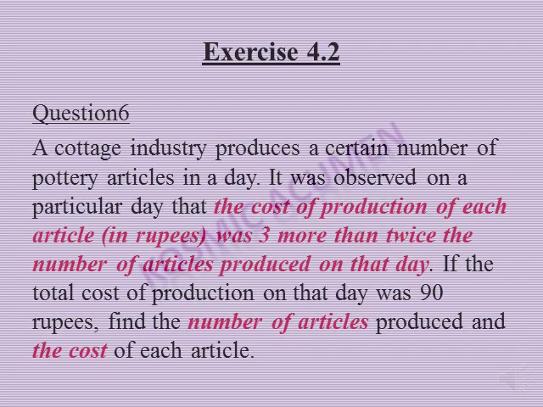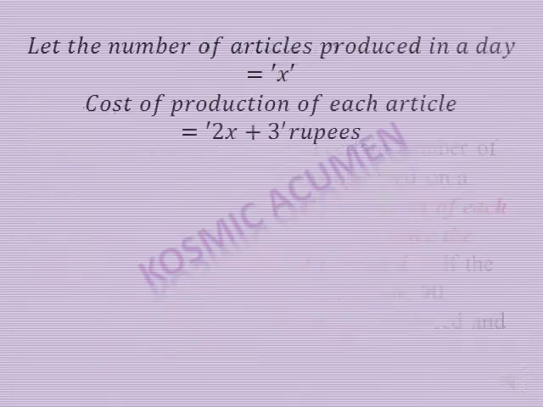Here the cost is given in terms of the number of articles. So what is the cost? Cost is 3 more than twice the number of articles. So what will be the cost? Cost is simply 2x plus 3 rupees. So this is what we've assumed.